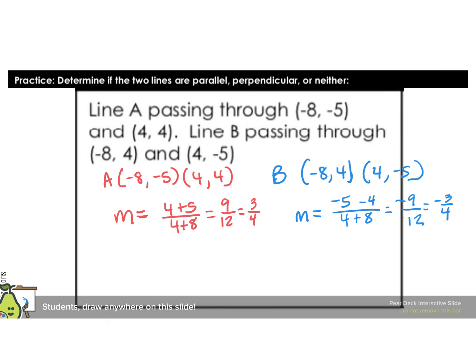Okay, so you should have found both slopes, and you will notice that the slope of line A is 3/4. The slope of line B is -3/4. So they're not both negative. One of them's negative and one of them's positive. And so we know that they are not parallel, but when we compare them, if they were perpendicular, they would be opposite reciprocals. And they are not. They're the same except one is negative and one is positive. So what that means is it is neither parallel nor perpendicular.